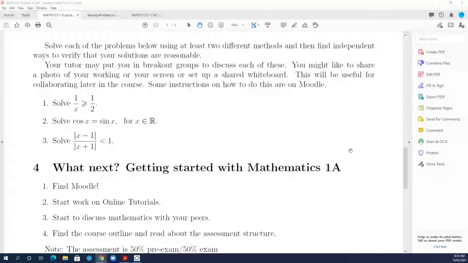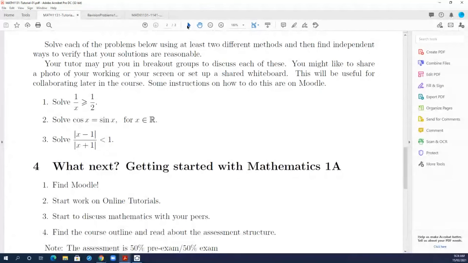Okay, you should be able to see this question. We've solved question 1. Now the question involves solving cosine x equals sine x. Okay? So there's a few different ways we can do this. One of the easiest ways is to simplify this to solving tan x equals 1.